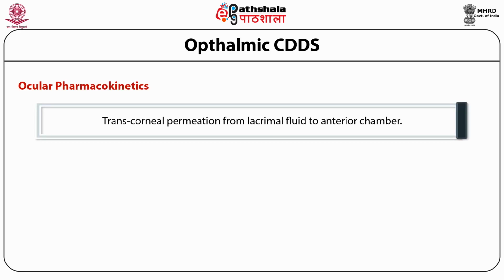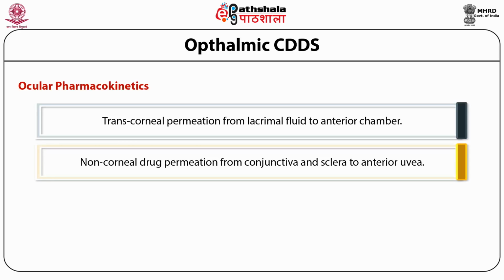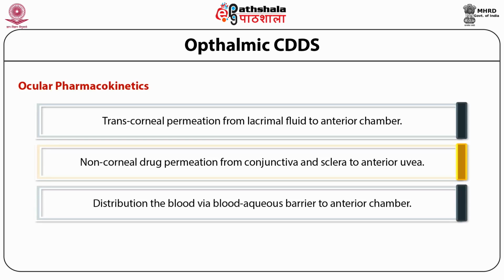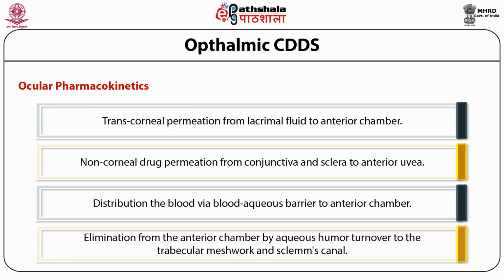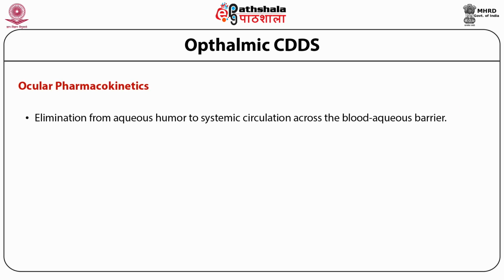The transcorneal permeation from the lacrimal fluid to the anterior chamber is to be assessed. Non-corneal drug permeation from conjunctiva and sclera to the anterior uvea. Distribution of the drug via the blood aqueous barrier to the anterior chamber. Elimination from the anterior chamber by the aqueous humor. Turnover to the trabecular meshwork and the Schlemm's canal. Then elimination of the drug from the aqueous humor to the systemic circulation across the blood aqueous barrier.